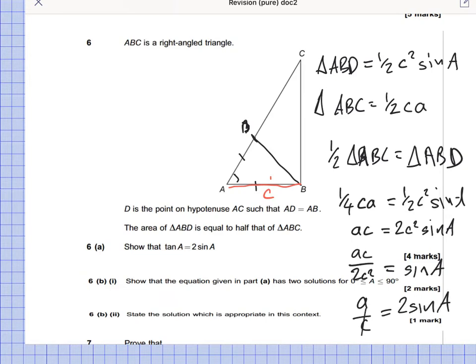A over C, I can write that instead as tan of angle A, because A is the length here, which is the opposite. C is the adjacent, so we've got opposite over adjacent, which is tan of A. So tan A equals 2 sine A as required. And now on to part B. So let me just clear the screen.